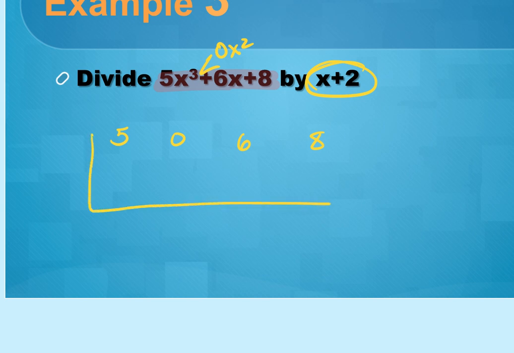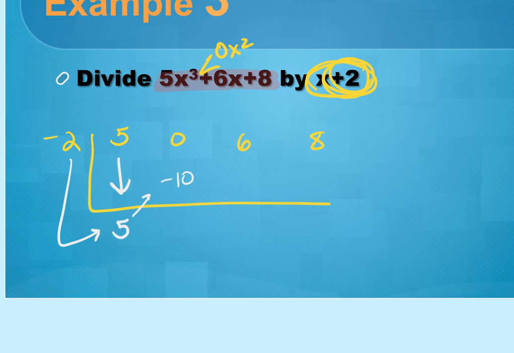I draw the long bar. Some people draw it this way. Some people draw it that way. You do whatever you want, as long as you know what it does. I put the opposite of what follows x on the outside, so this is negative 2. I bring down the first term. I multiply by what's on the outside. Negative 2 times 5 is negative 10. It goes in the next column.